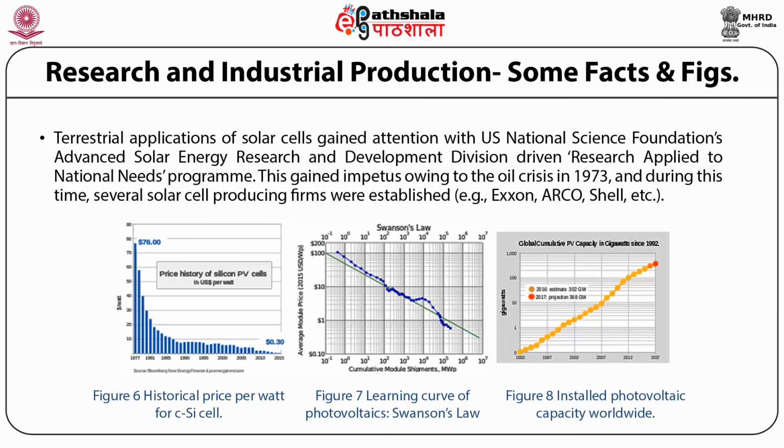The declining cost of solar cells led to their exponential growth. Figure 6 shows the historical price per watt for silicon cells. Figure 7 shows the learning curve of photovoltaics, that is Swanson's law, and Figure 8 shows the installed photovoltaic capacity worldwide. In the 1990s, we can see that polysilicon cells gained much popularity.